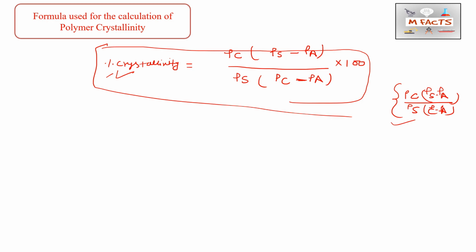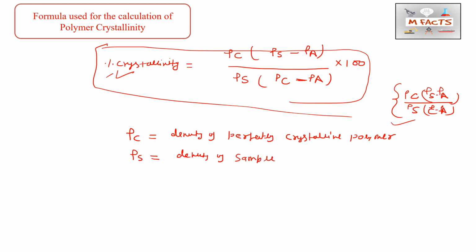Now we will see the terms used. The first term is rho C, which is the density of perfectly crystalline polymer. The next term is rho S, which is the density of the sample or specimen. We can say specimen also for the polymer. This is the density of the sample or specimen for which we need to calculate the percentage crystallinity.